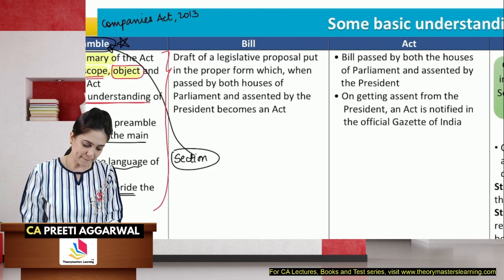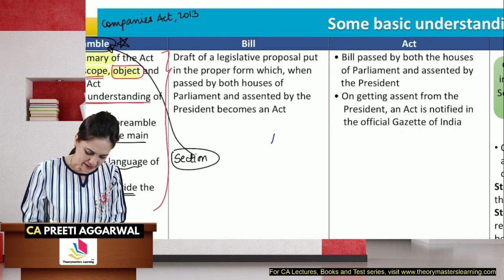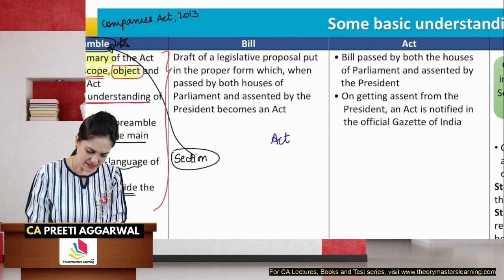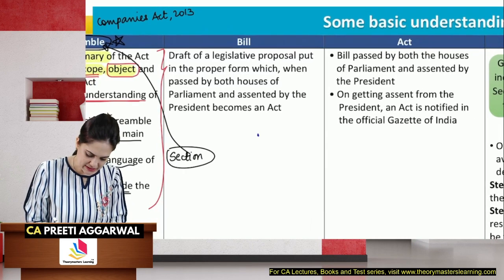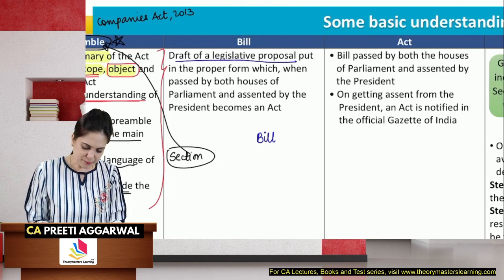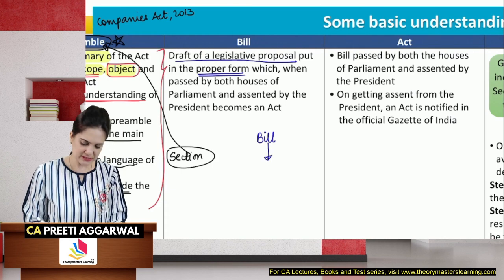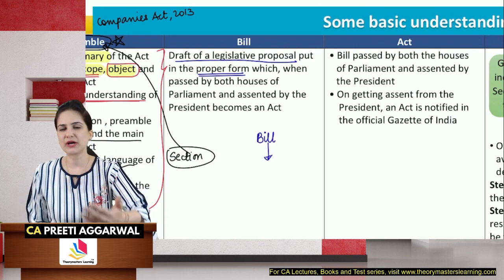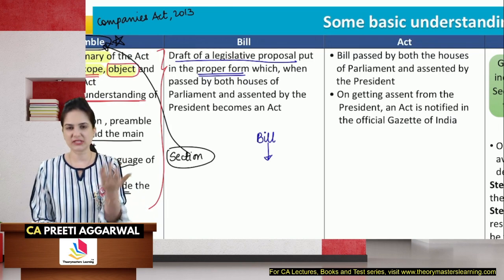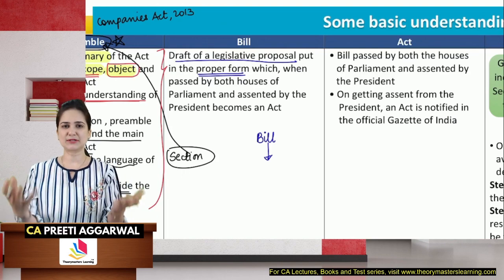Then we have a bill. Now, we have always studied the word act, but an act to pass is introduced in the form of a bill. So a bill is nothing but the draft version of the act. It is a draft of the legislative proposal. It is put in the proper form, then it is placed before both the houses of parliament. It is actually first given to the standing committee. The standing committee will study whether it is worth discussing. Then they will place it before the house of parliament.